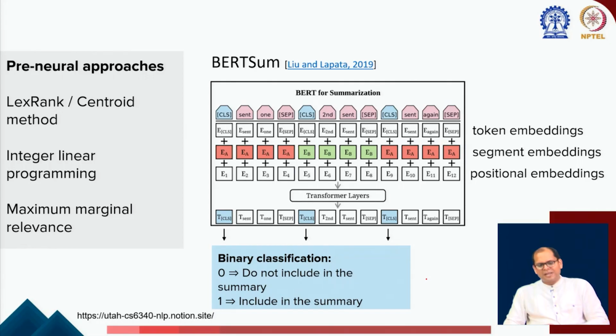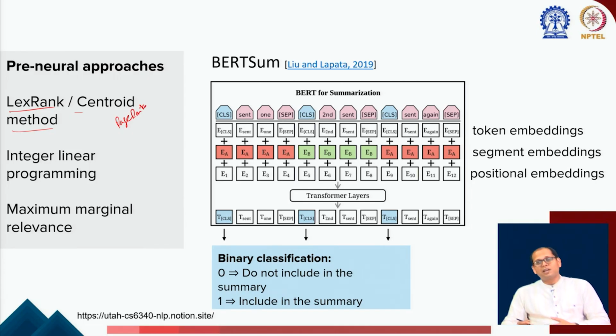So coming to a brief summary of what kind of approaches have been used. Before deep learning, approaches were mainly LexRank and centroid based, where you would take the various sentences, create a graph based on their similarity, and then choose the ones that are very similar. You can use PageRank kind of methods here.